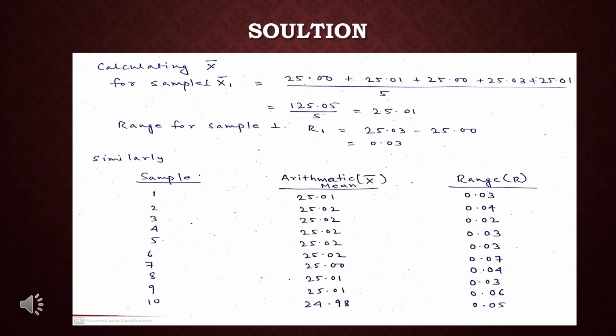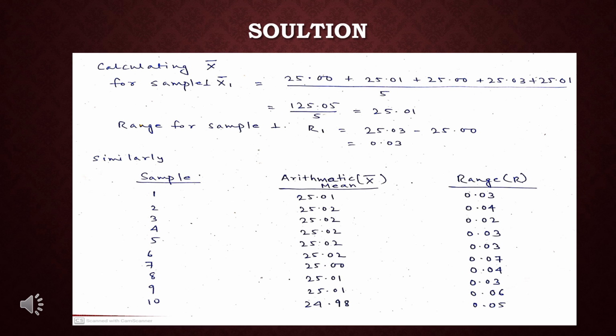So how to find out the mean? For sample number 1, we will add up all the sample values that have been given to us for sample 1, divided by the number of repetitions. Here the number of repetitions is 5. So adding up all the values, we are getting 125.05, and dividing it by the number of repetitions, we are getting the mean of sample 1 at 25.01.